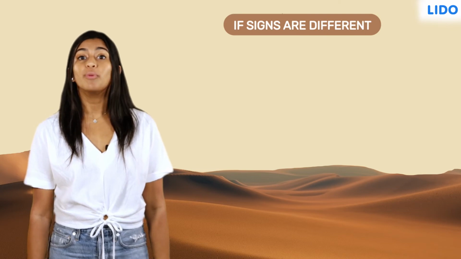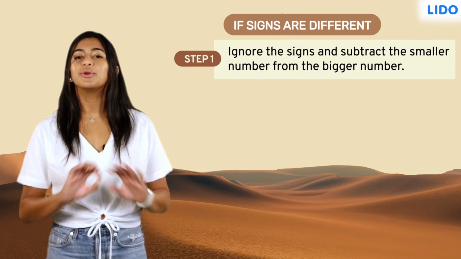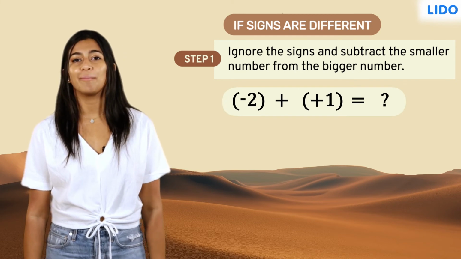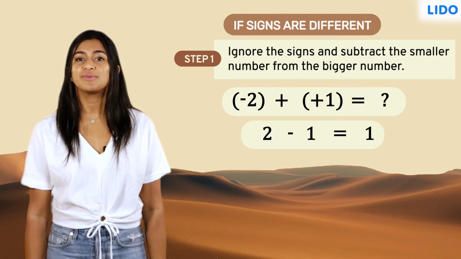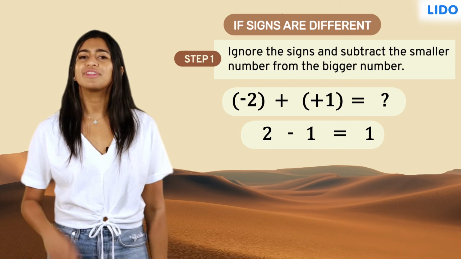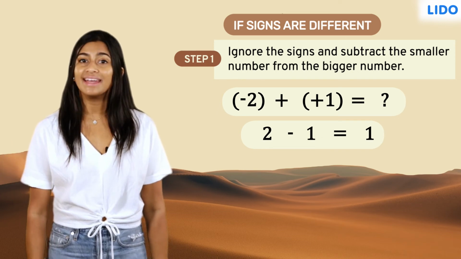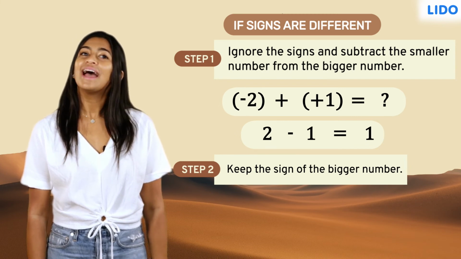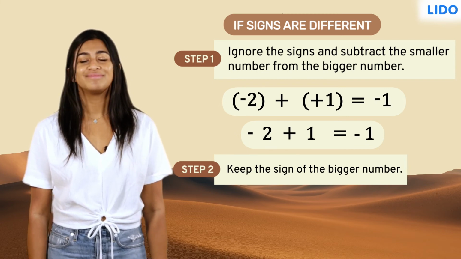If the signs of both the numbers are different, ignore the signs while solving and subtract the smaller number from the bigger number. In this case, we subtracted 1 from 2 after ignoring the signs. Then, give the sign of the bigger number to the answer. So, the answer becomes -1.